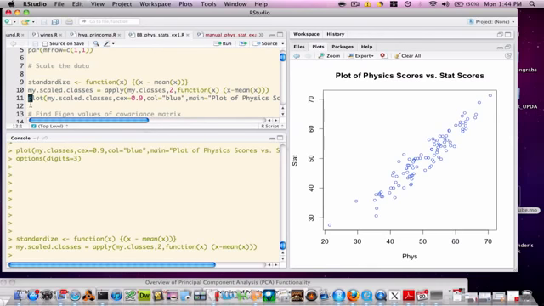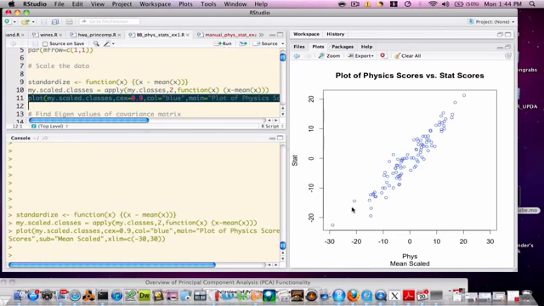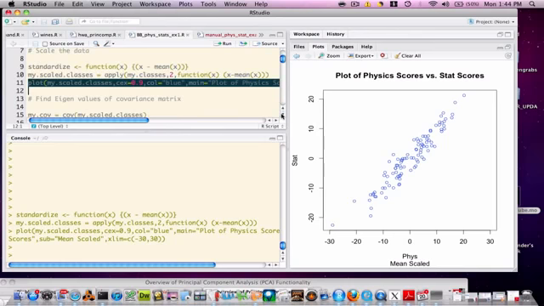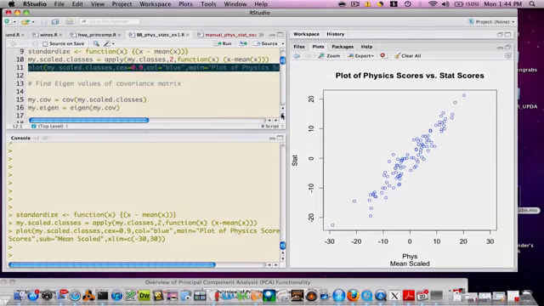Let's plot that, and you'll see that it's the same data. The relationships are preserved, although the limits, the domain, now reflects the scaled nature of the data. So we haven't changed the data. All we've done is change the scale of the data.